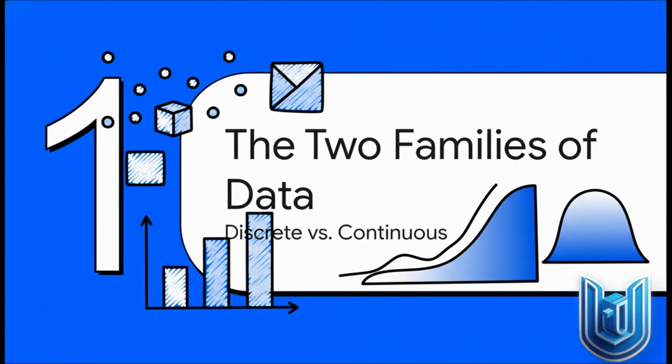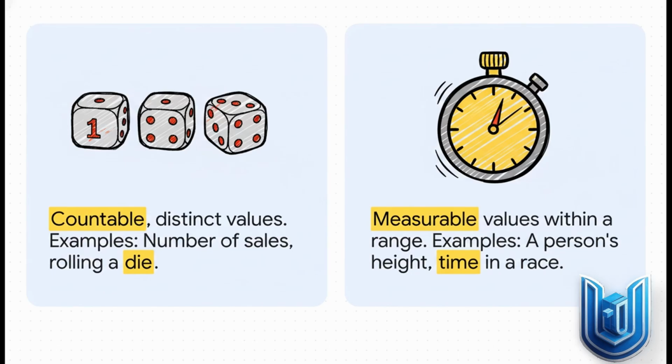Okay, first things first. We absolutely have to understand that data really comes in two basic flavors, discrete and continuous. And trust me, getting this difference is the key to everything else we're going to talk about. So on one side, you have discrete data. These are things you can literally count in whole numbers, like the number of sales you make, or the number that comes up when you roll a die. It's going to be 1, 2, 3, 4, 5, or 6, nothing in between.